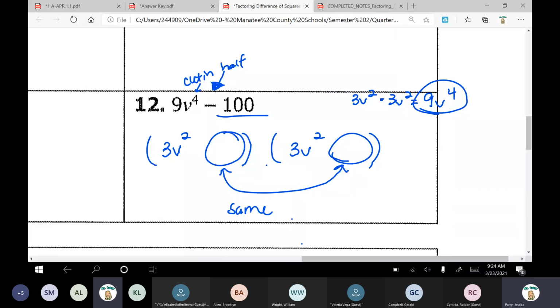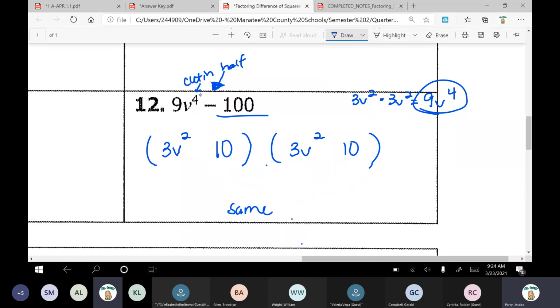And you can think in your head, you can go through all of them. 1 times 1 is 1. 2 times 2 is 4. 3 times 3 is 9. 4 times 4 is 16. Keep going until you get to 100. Or some of you just already know it. And yep, I see lots of you guys typing in 10. Perfect. Here's my 10. Here's my 10. They're the same thing. And then all we have to do is just fix our signs.